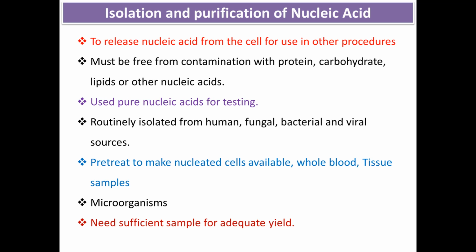It is routinely isolated from human, fungal, bacterial, and viral sources. We can isolate DNA and RNA from humans, from fungi, from bacteria, and from different viruses. Samples are pre-treated to make nucleated cells available, such as whole blood and tissue samples. We can obtain DNA from a blood sample, a tissue sample, or blood spots. We can obtain DNA or RNA from microorganisms, and it needs sufficient sample for adequate yield.